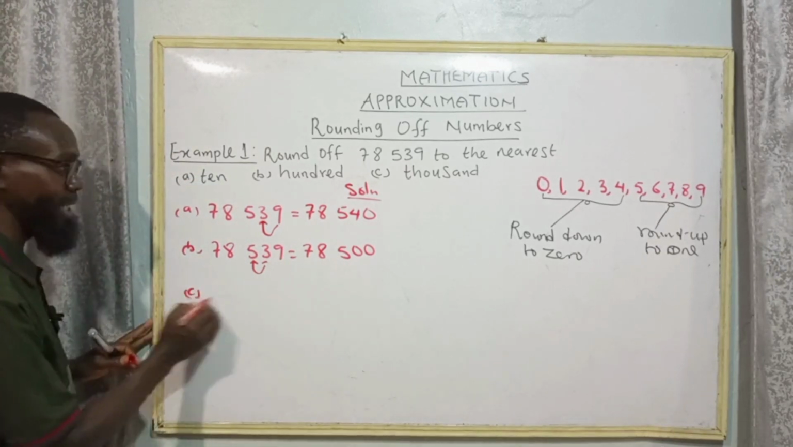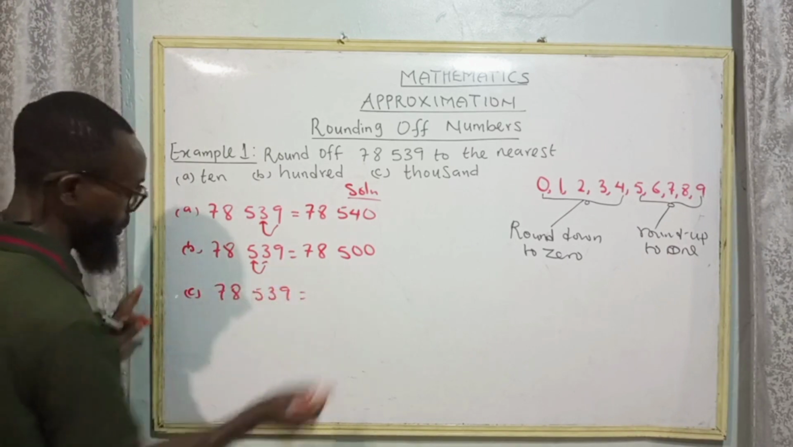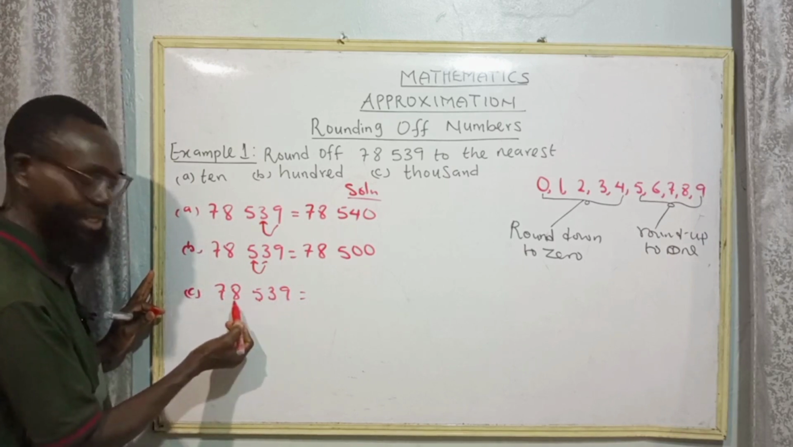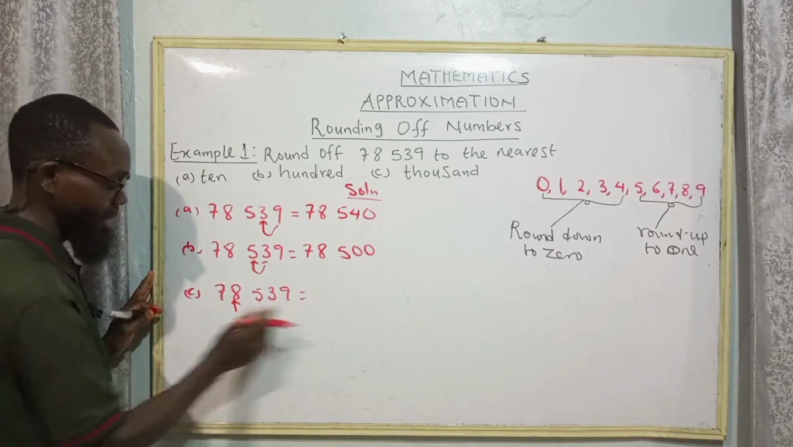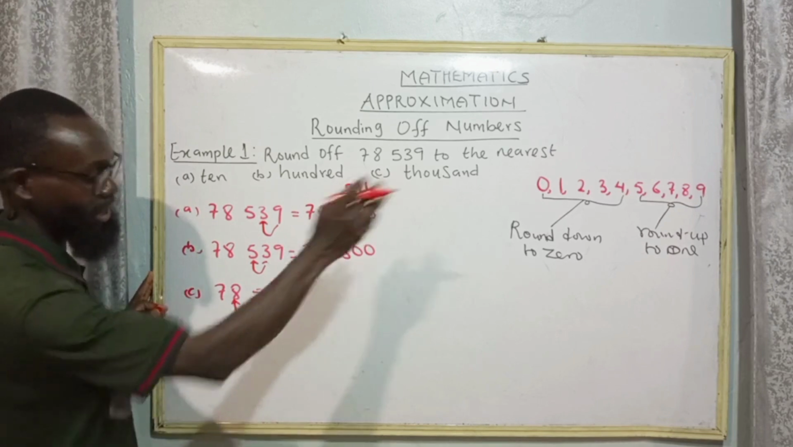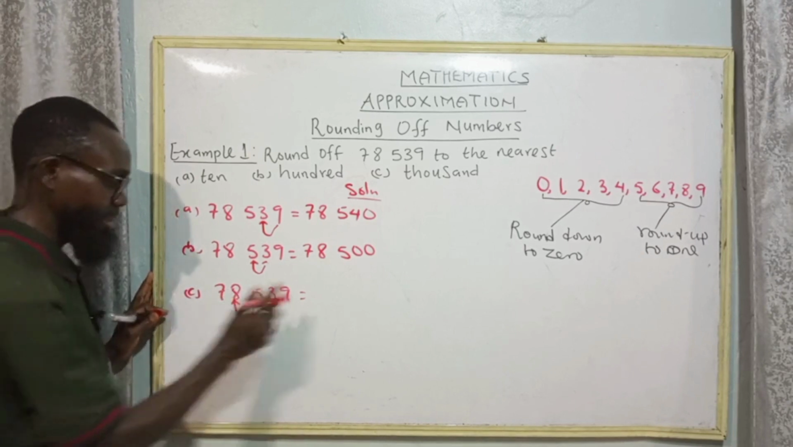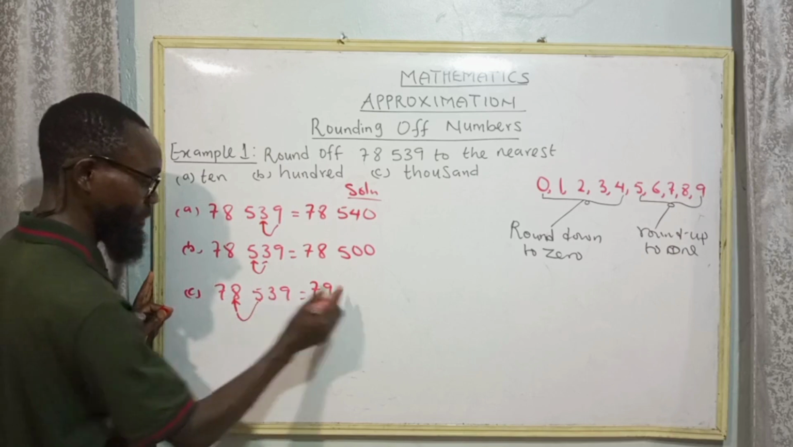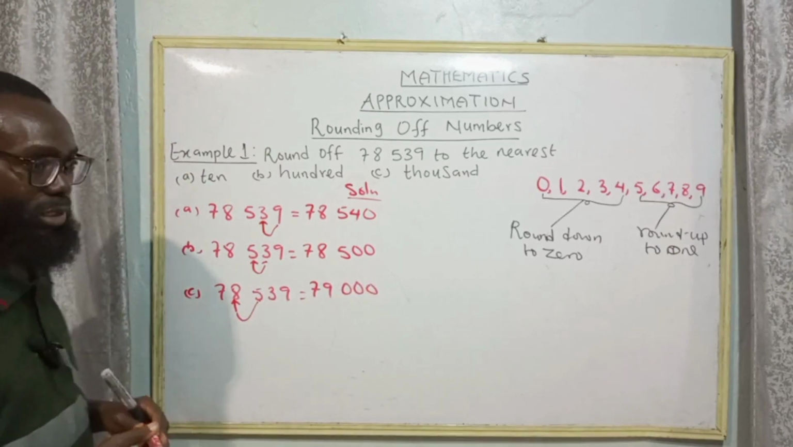Now this third part, to the nearest 1000. We have units, tens, 100, and 1000. So this 8 is the 1000. Look at your right. The digit at the right is 5. So between 5 to 9, you round up this 5 to 1. Add the 1 to this 8, making 9. So we have 7, 9, then 0, 0, 0. So this one now is to the nearest 1000.